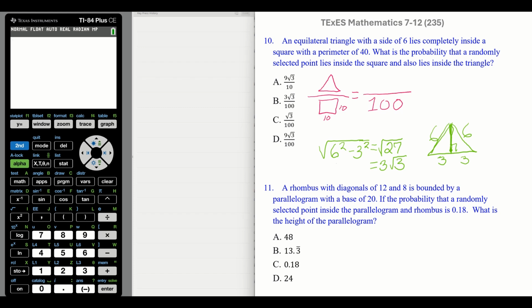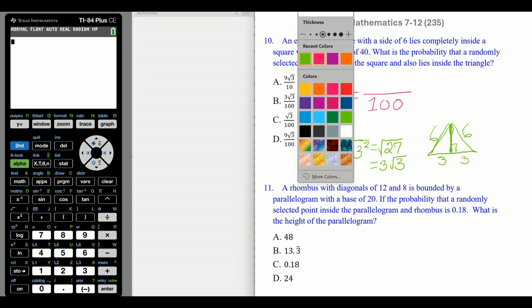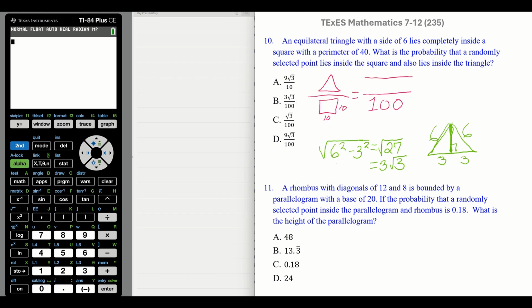So that gives us a height. So we know any given triangle. Let's go back to our color. What's that going to give us? That's going to give us base times height divided by 2. Okay, we are dividing here. So our base, 6, times our height of 3 square root of 3.